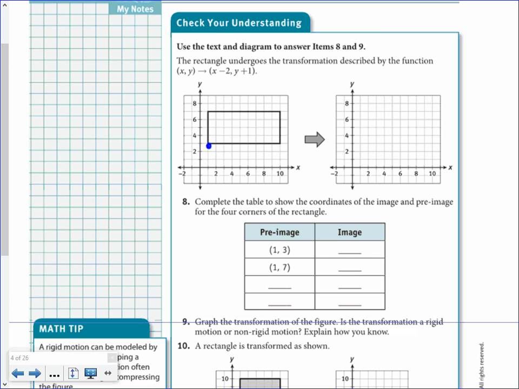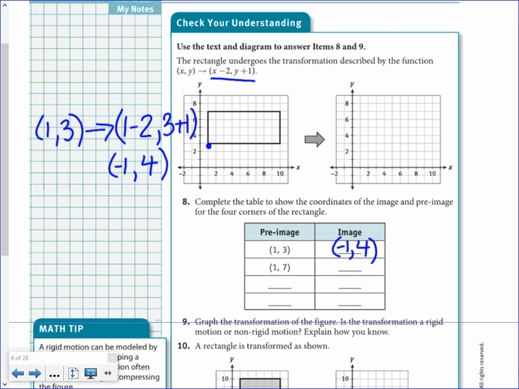When you apply the transformation that they gave you, our x value starts as 1, and then our y value is 3. And we are applying 1 minus 2 and 3 plus 1. So if you simplify that, you get negative 1, 4. So the pre-image point of 1, 3 on our image should be graphed to negative 1, 4. And so we can go ahead and graph that. We're going to go left 1 because it's negative, and then up 4.